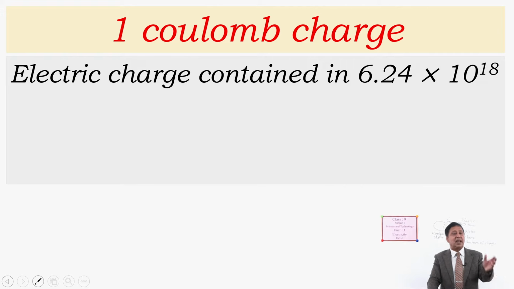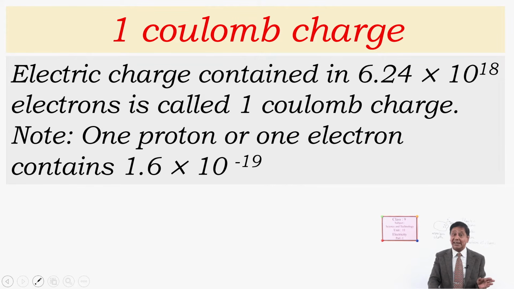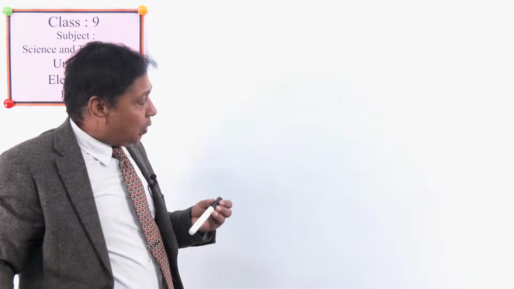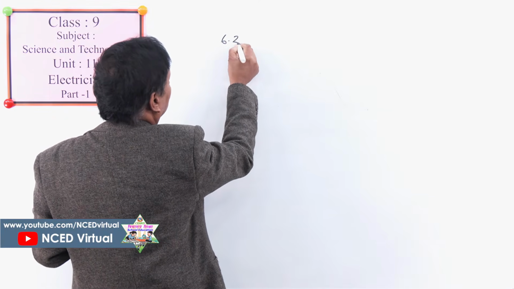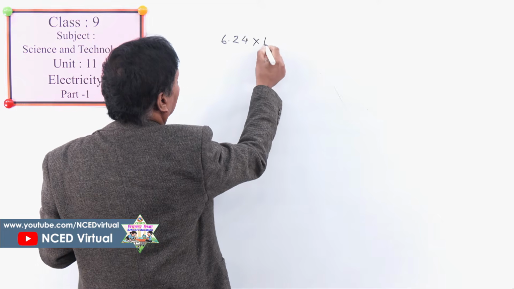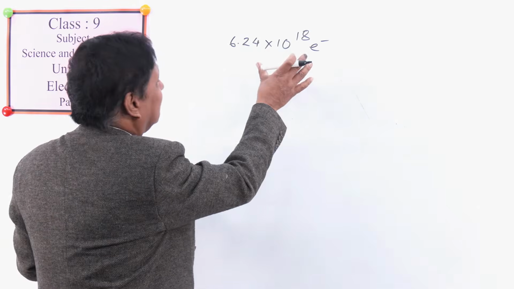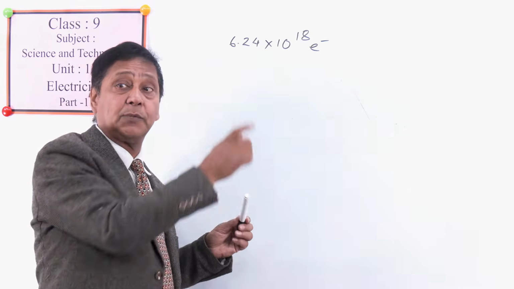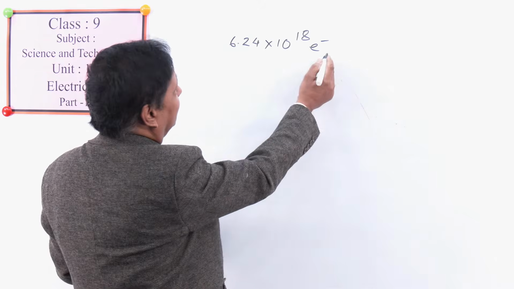Electric charge contained in 6.24 × 10^18 electrons is called 1 Coulomb charge. This is a very big number. I want to say something about this. Look at this. What I told you just now, 6.24 × 10^18 electrons. This many electrons contain 1 Coulomb negative charge, and the same number of protons contain 1 Coulomb positive charge. This number is very big.